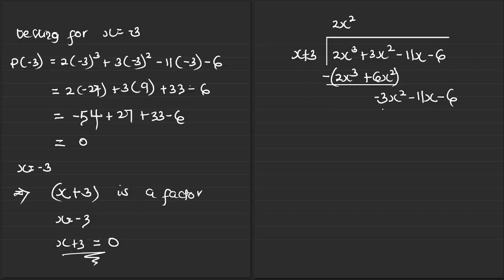So x divides a negative 3x squared how many times? A negative 3x. So x times negative 3x gives us a negative 3x squared. Then we have 3 times negative 3x. That gives us a negative 9x. That will be all for now. And then we do our subtraction. So negative 11 minus negative 9. That becomes a negative 11 plus 9, which then gives us a what? A negative 2x. Then we have our minus 6 also coming down.